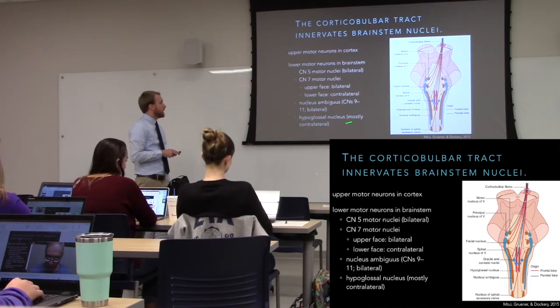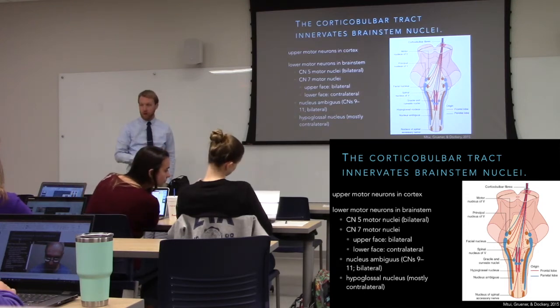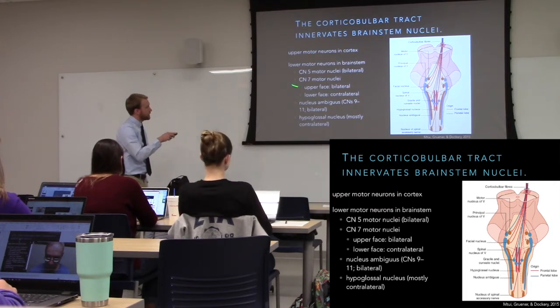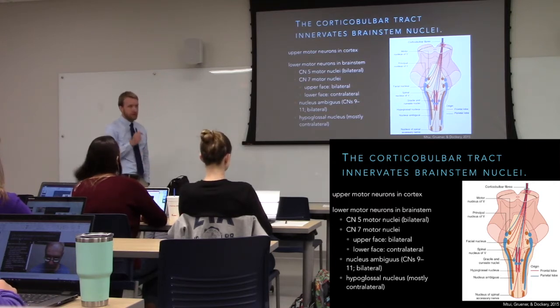And then there's the hypoglossal nucleus. So this is for cranial nerve 12. So we got 9, 10, 11, 12. That's what today is about. These will get their own lecture. Cranial nerve 12 is going to control the tongue.